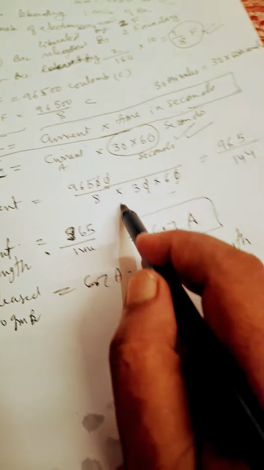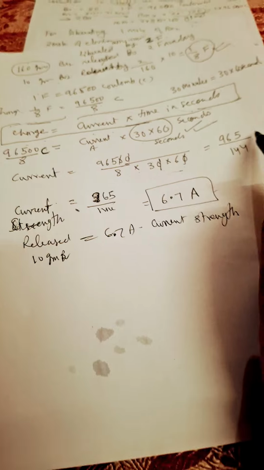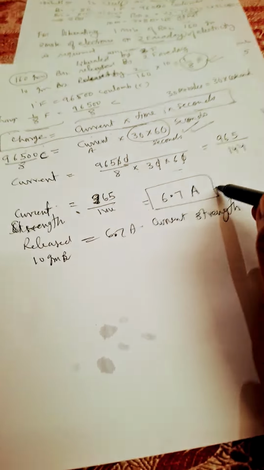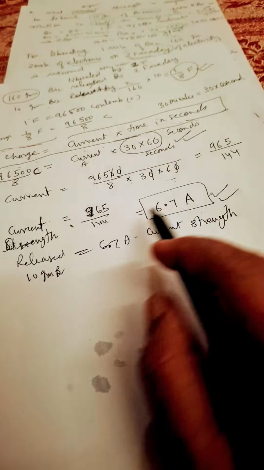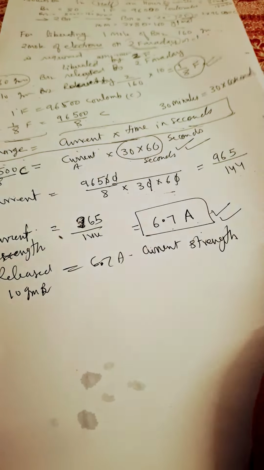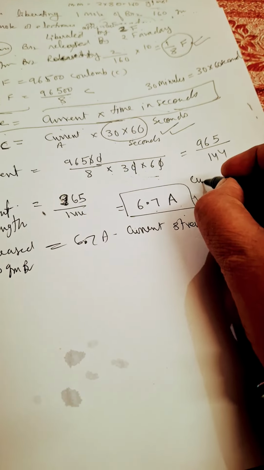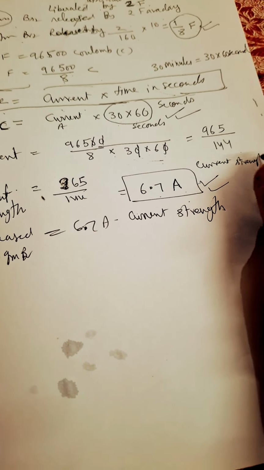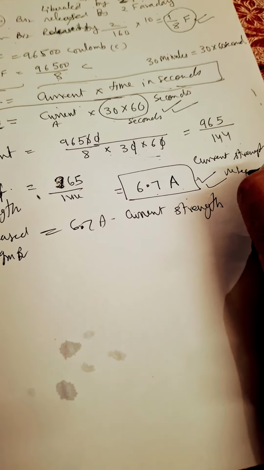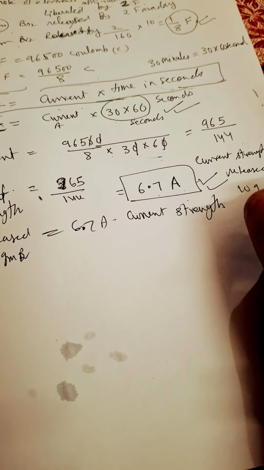Calculate or simplify 965 divided by 144, and it is 6.7 ampere. So 6.7 ampere is the current strength which releases 10 gram of bromine.